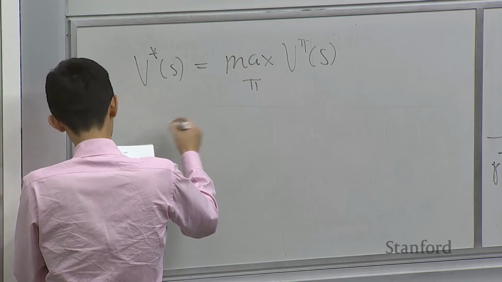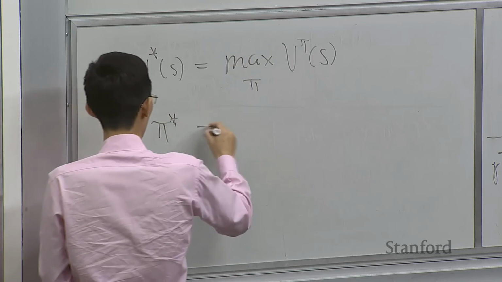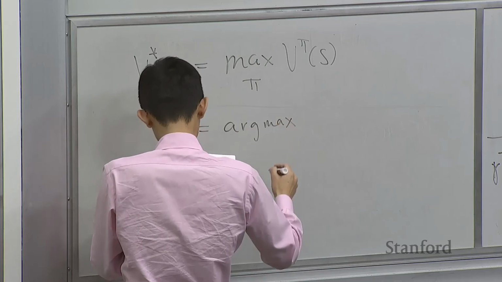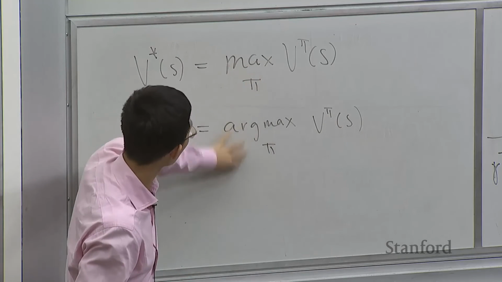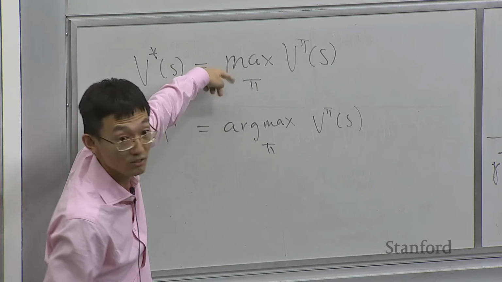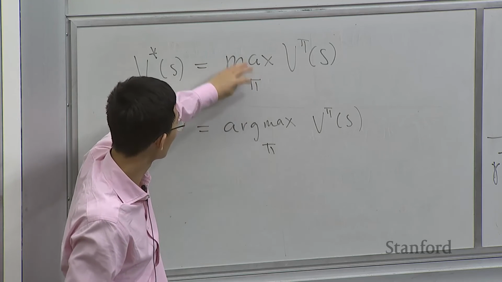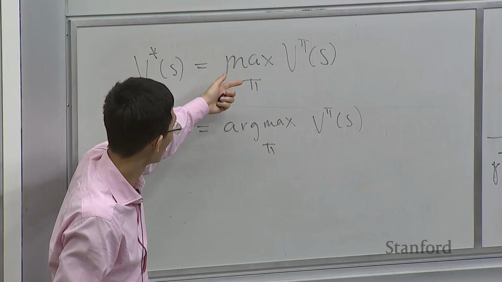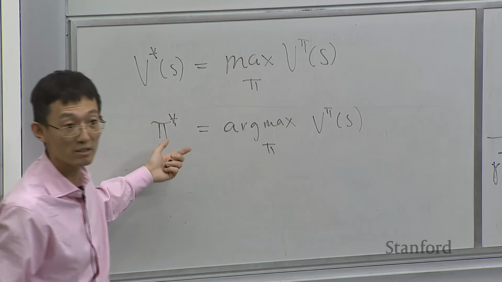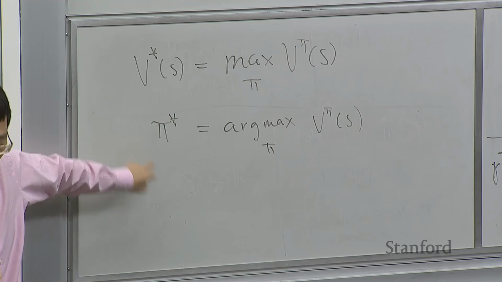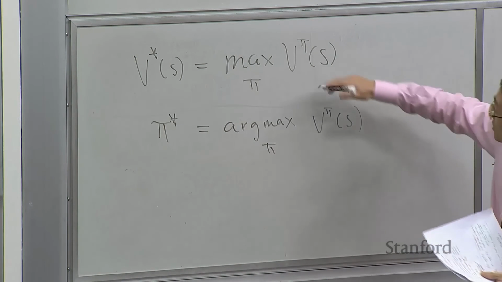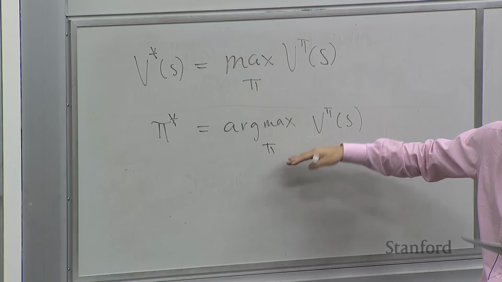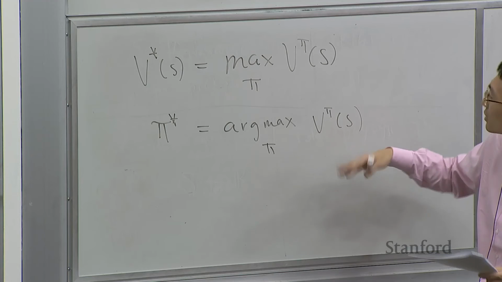And then you can also define the so-called pi star. This is the so-called optimal policy. This equals the argmax over pi of V pi S. You are just doing exactly the argmax of the previous thing. So the best policy that achieves the max is defined to be pi star. This is the optimal policy we are trying to find. Okay, so with these two notations, I'm going to first find V star S, and then pi star S will be relatively easy to do, as you will see.